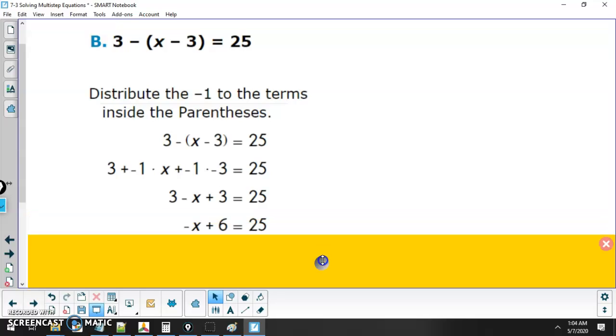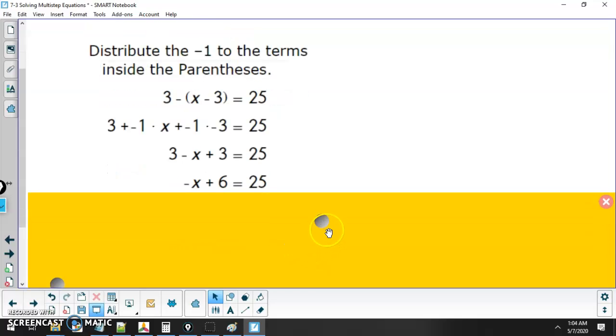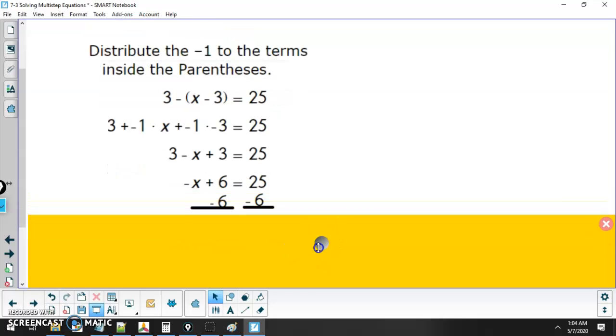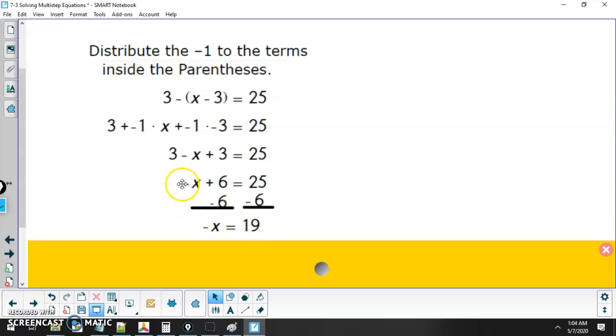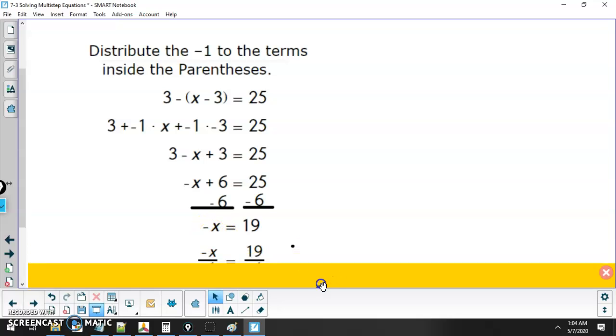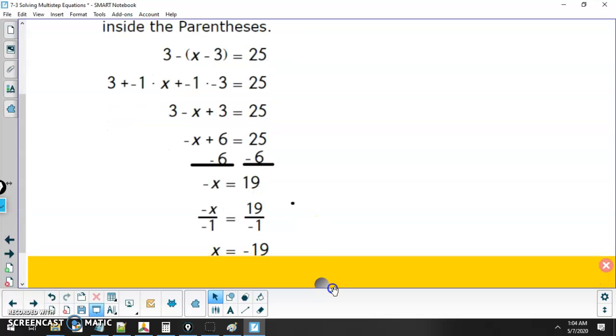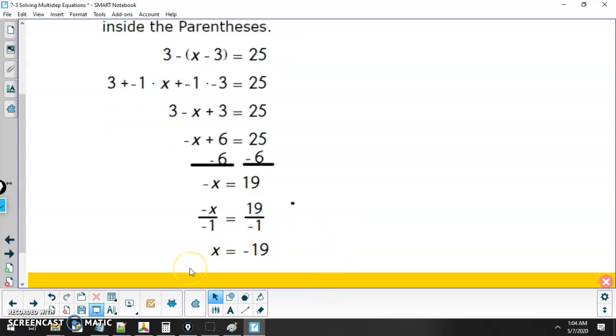Next, combine like terms. 3 plus 3 is 6. You have -x plus 6. So now you just need to get rid of the 6, so you subtract 6 on both sides. You get -x equals 19. Now notice that x is negative, so that's not your answer there. A negative sign in front of x is really an understood -1. So you would divide both sides by -1, and you would get x equals -19.